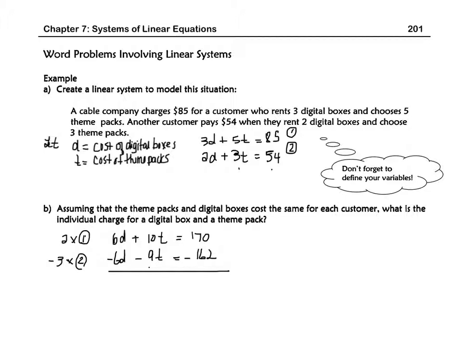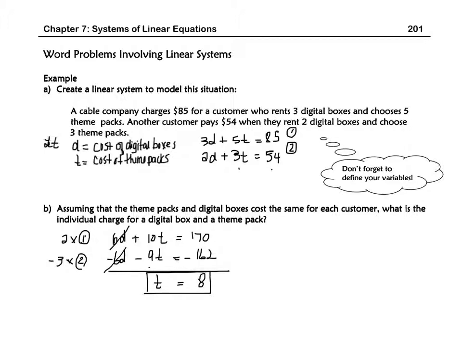So now I'm going to add the two lines. My 6D and negative 6D are going to give me no D's. 10T and negative 9T is going to give me 1T. And 170 and negative 162 is going to give me 8. So it looks like theme packs are $8 each.